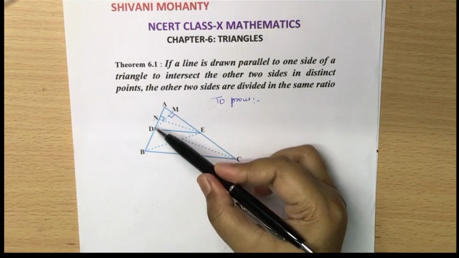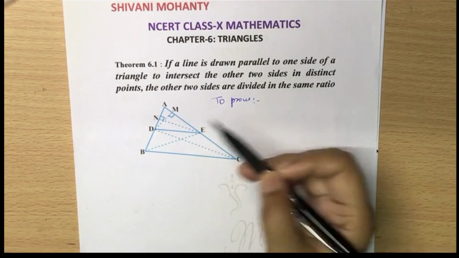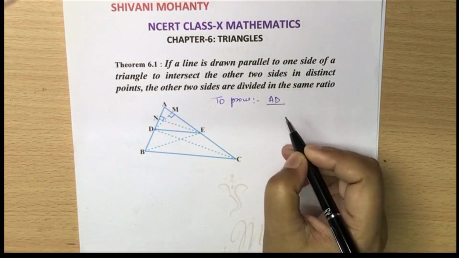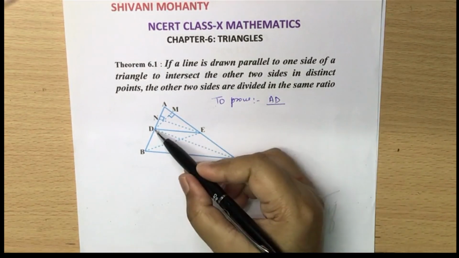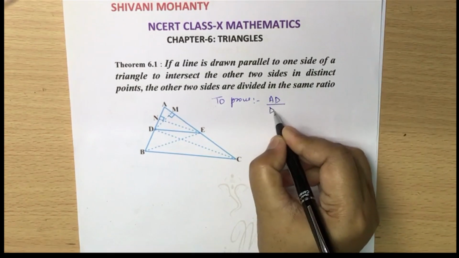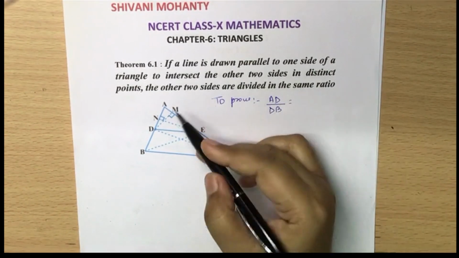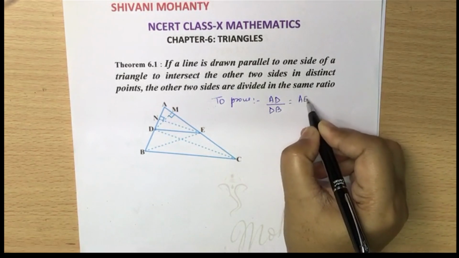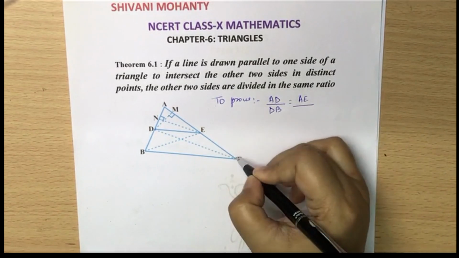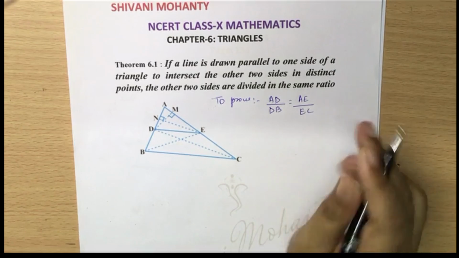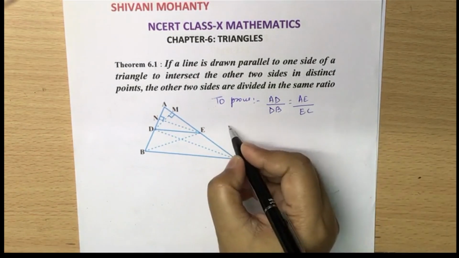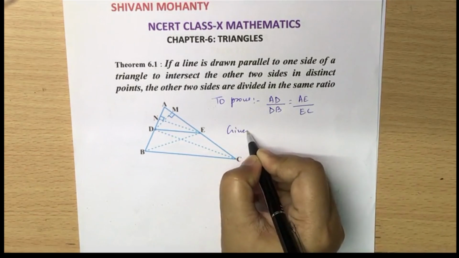AD by DB is equal to AE by EC. This is what you have to prove. Now, this is to prove, given.